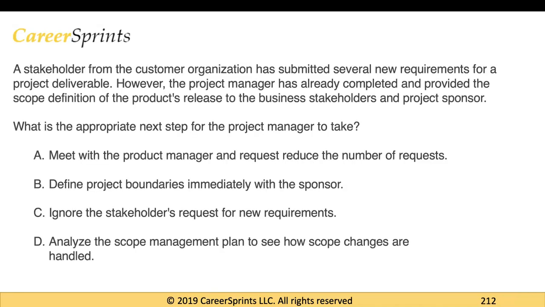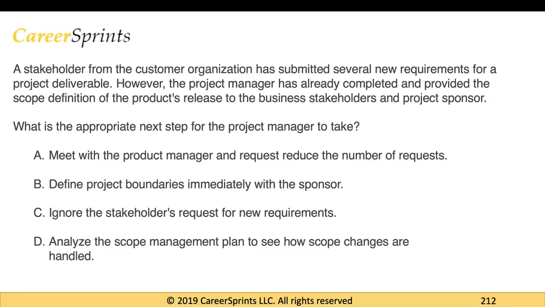So question 8 says, a stakeholder from the customer organization has submitted several new requirements for a project deliverable. However, the project manager has already completed and provided the scope definition of the product's release to the business stakeholders and project sponsor. What is the appropriate next step for the project manager to take? So you can take a few minutes or a few seconds and think about the answer, and then you can choose your answer. All right, so let's briefly look at what the question is.